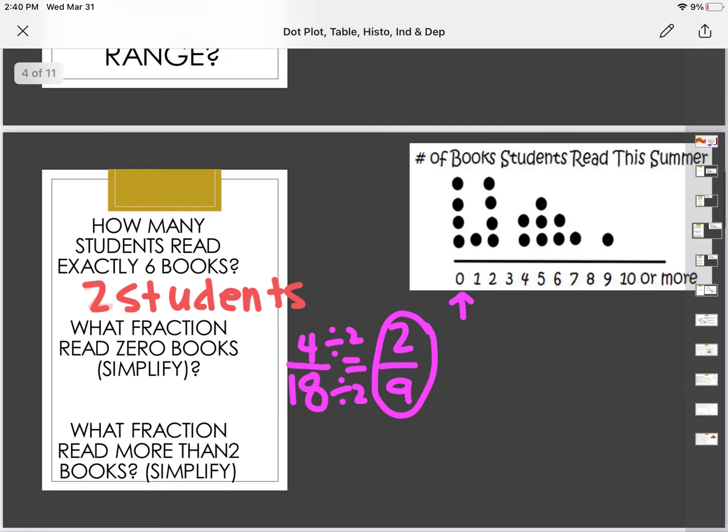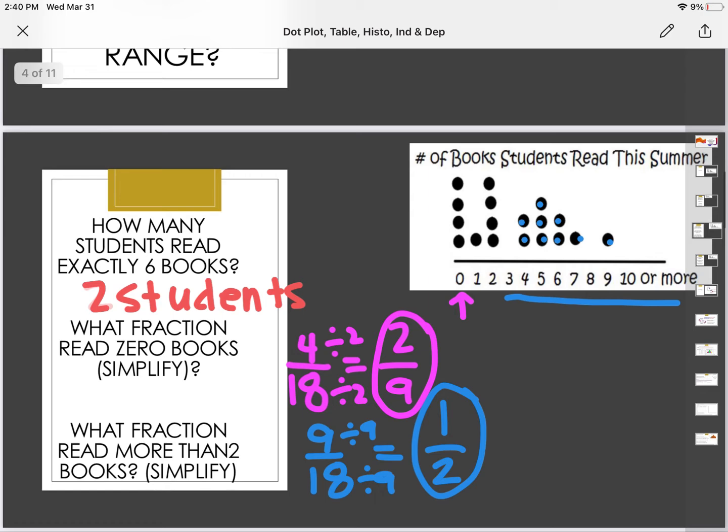The next one, what fraction read more than 2 books? So if we look at all of our numbers that are more than 2, that would be 3 or more. So we're going to count the number of students that read more than 2. So 1, 2, 3, 4, 5, 6, 7, 8, 9. So that's 9 students out of the total 18 that read books. Again, we need to simplify, divide by the greatest common factor, which here is 9. So we're going to divide by 9, which gives us 1/2. So half of the students read more than 2 books.